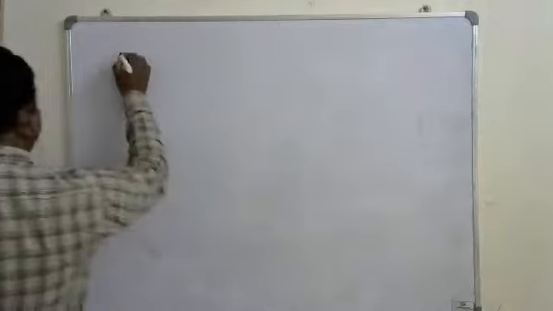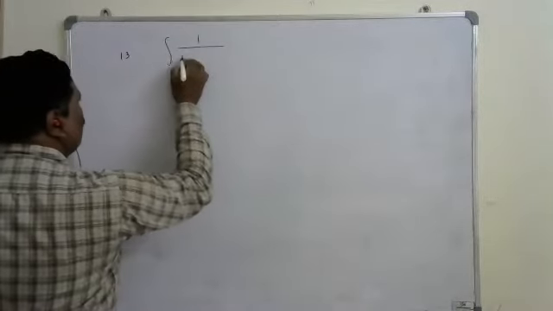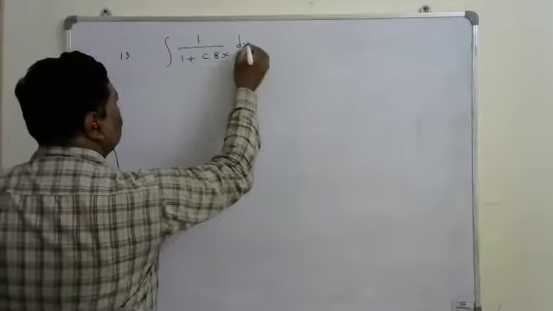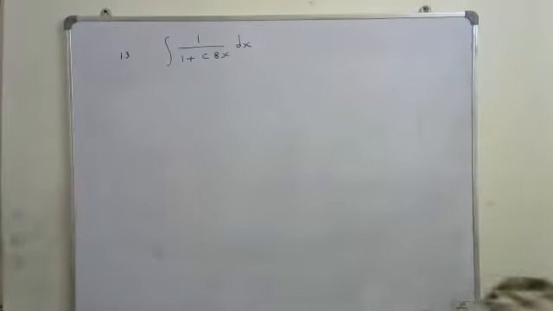Now look at problem number 13, which is integral 1 upon 1 plus cos 8x dx. Problem 12 was only half done. Okay, look at the 12th problem first.